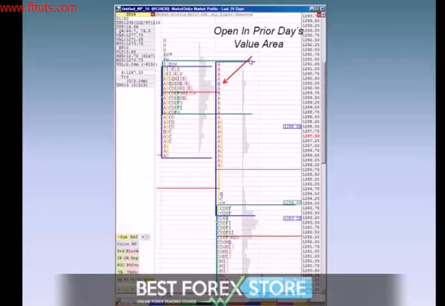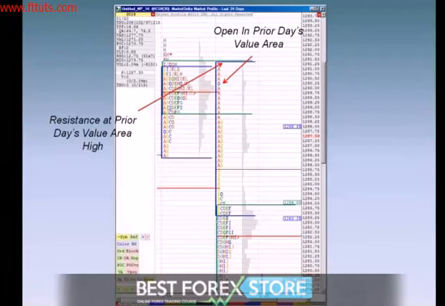All right. Now, here we're going to look at things happening in the opposite direction. We have an open test drive. We open in the prior day's value area. Notice the upper value line and the lower value line. And we open here in this value area. We move up a little bit to test this upper value area, and it doesn't hold. Prices drop back, and then they also pierce through the low value area and continue lower.